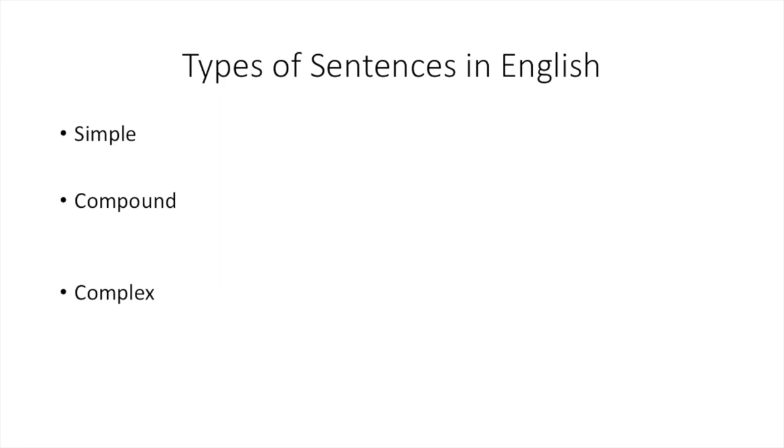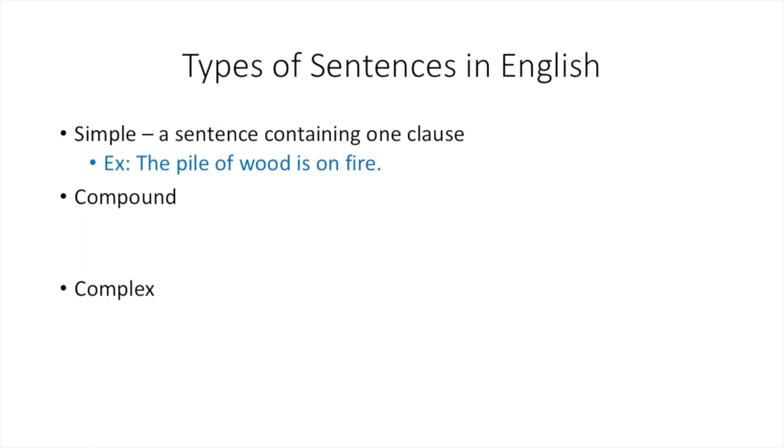To understand relative pronouns, we should look at the types of sentences in English: simple, compound, and complex. A simple sentence is a sentence containing one clause. For example, the pile of wood is on fire. There's one subject, the pile, and one verb, is. That's all we need for a clause in English.